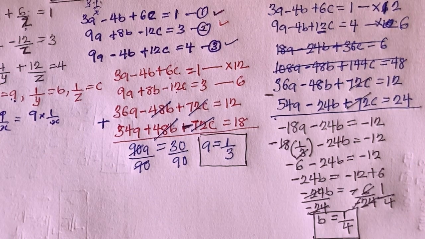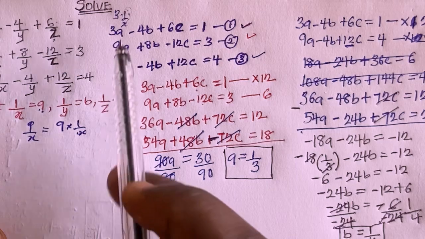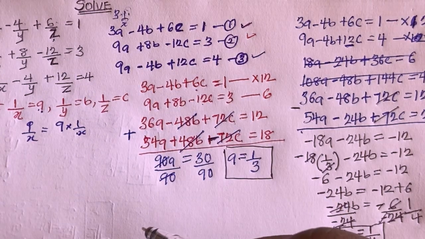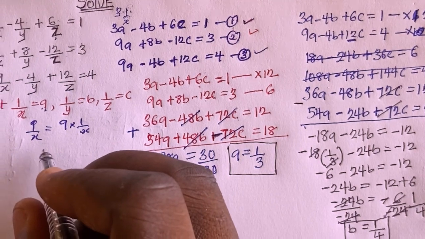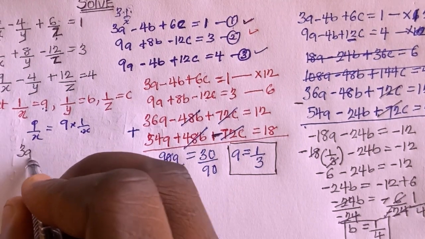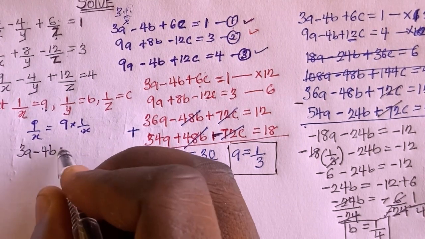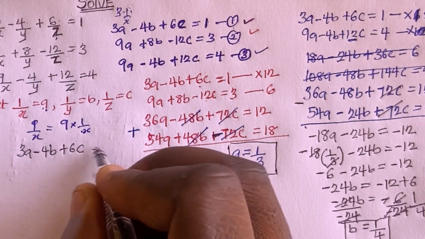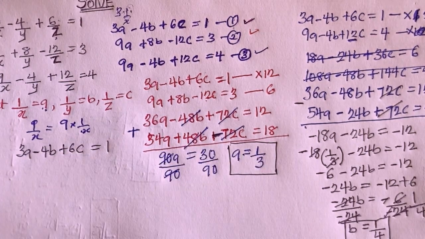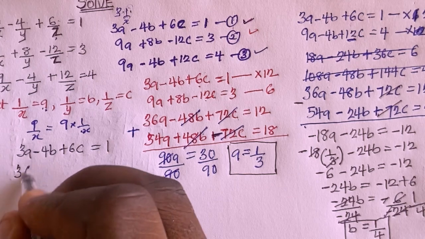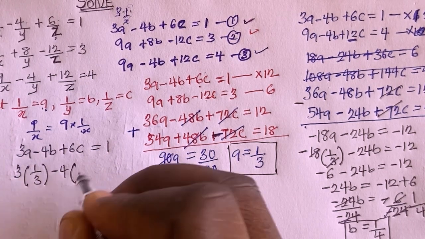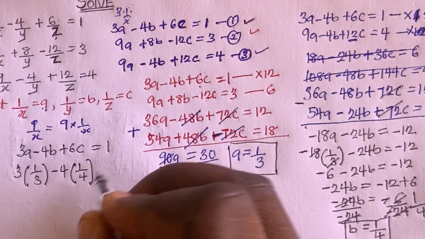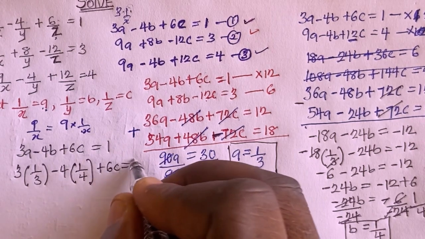So now after getting the values of A and B, we just come back to one equation here. Let's pick our equation 1, right? So picking equation 1, we have 3A minus 4B plus 6C equals 1. Then I'm putting my A and B here. Putting the value of A, I'm going to have 3 into brackets 1 divided by 3, then minus 4 into brackets B, which is 1 divided by 4, plus 6C equals 1.